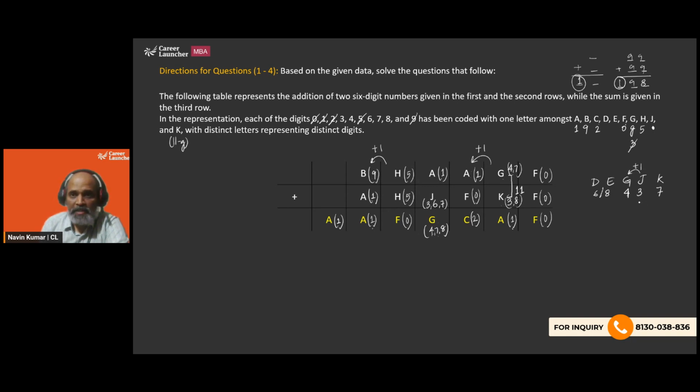Next, if J is 6, G is going to be 7, so K is going to be 4. The 7, 6, and 4 are taken, so D and E are going to take from 3 and 8. Next possibility is if J is 7, G is going to be 8, and K is going to be 3. So 3, 7, 8 is taken. D and E will take the remaining digits, which are going to be 4 or 6, one among these two. So we have got these 6 cases here.